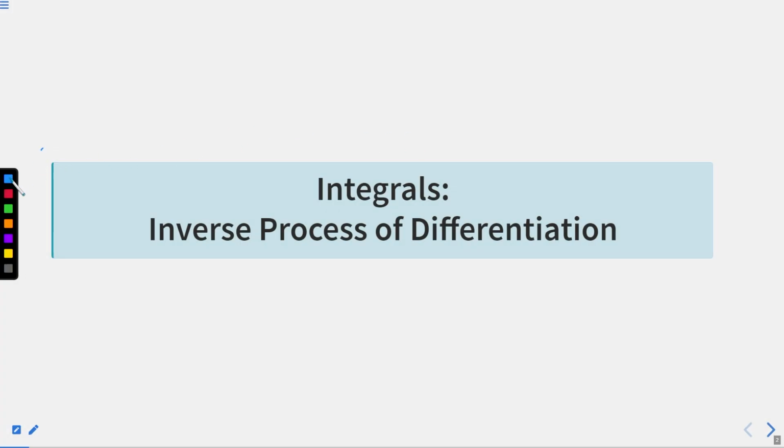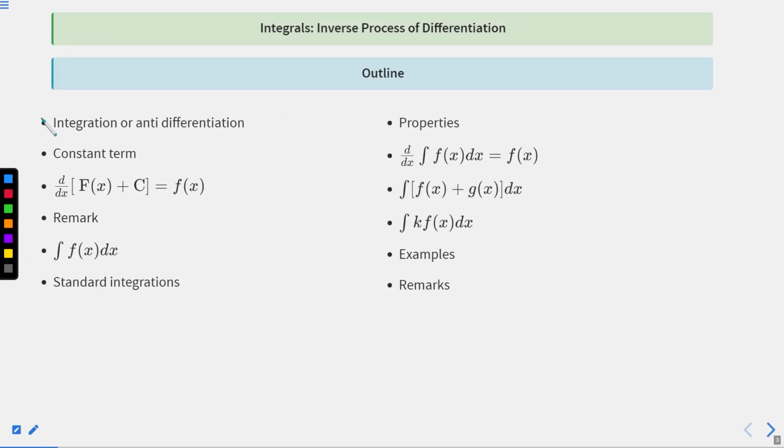In today's session, we will be starting a new chapter 7, integrals, the inverse process of differentiation. We will be mainly seeing in today's session about this inverse process of differentiation, which is our integrals. So in today's session, we will be seeing integration or anti-differentiation, constant terms. We will be seeing what we mean by that.